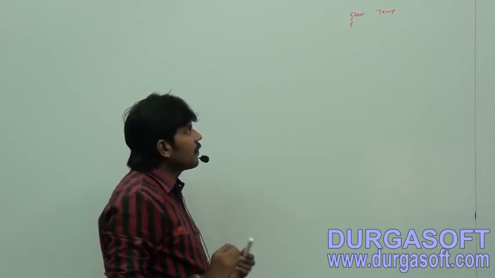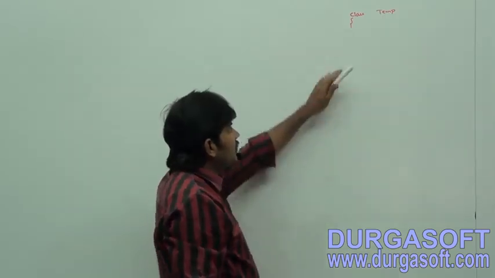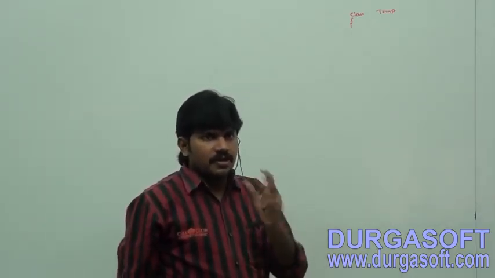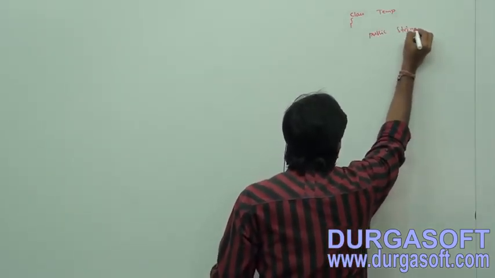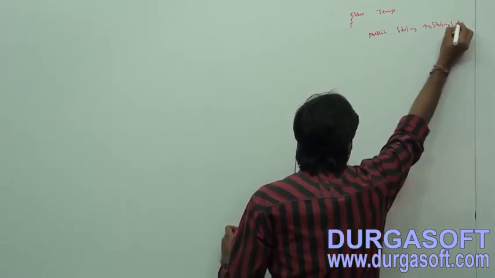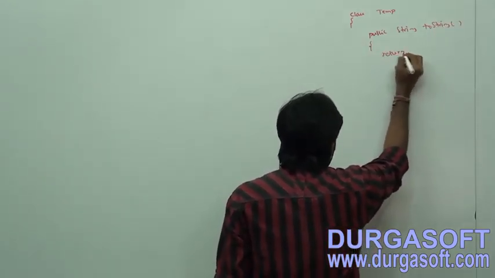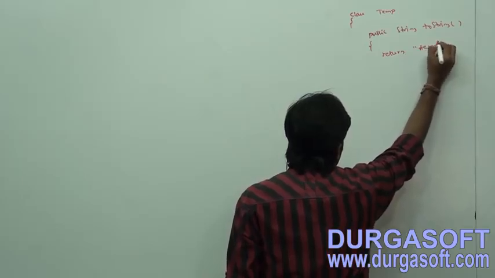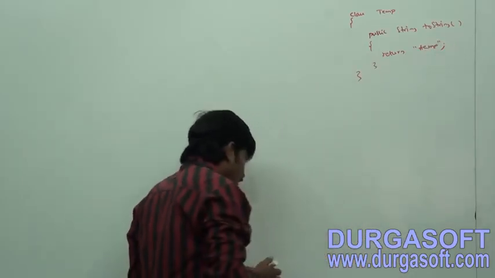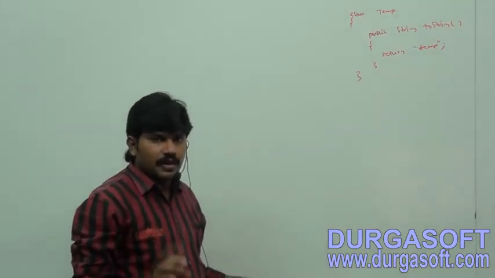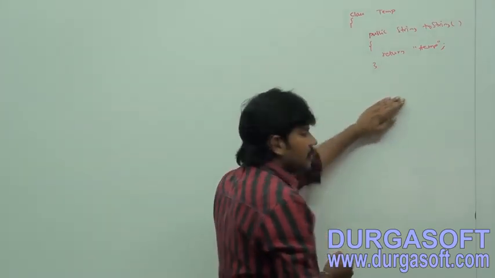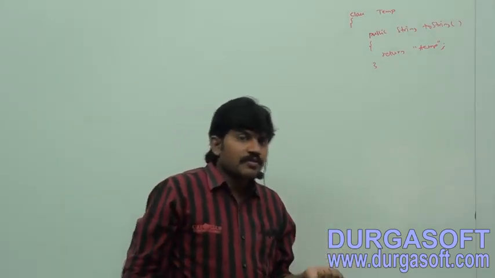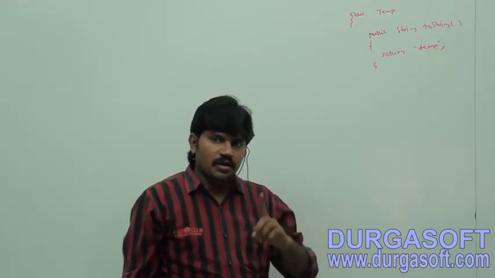Whenever we are trying to print a Temp object, internally which method will be called? The toString method. Have you remembered? Let me override the toString method. Public String toString method, return what? Return "temp". Like this I took. Now whenever the Temp object is eligible for GC, the JVM, the garbage collector, is going to call the finalize method.